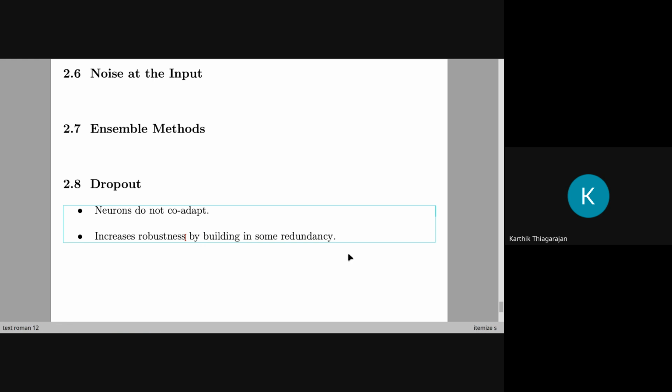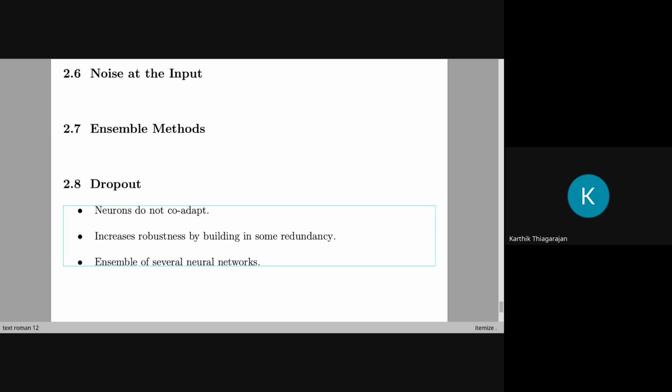You can also view dropout as an ensemble. That's also some kind of an ensemble. At least during training, this is what is happening. In each iteration, each batch, you are training a different neural network. So you can think of not training just one neural network, but training a huge collection of neural networks. So it can be thought of as some kind of an ensemble.